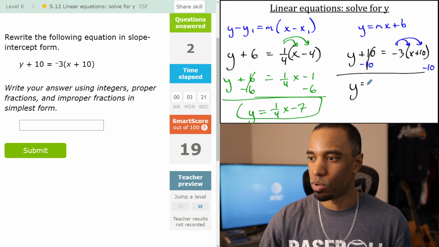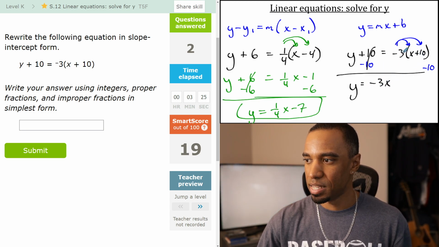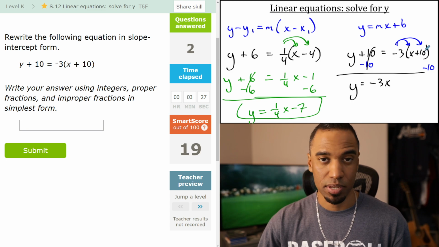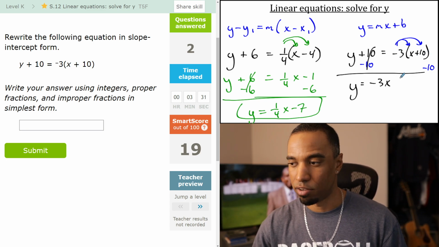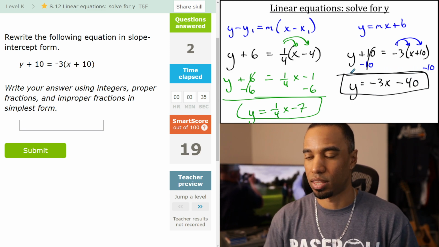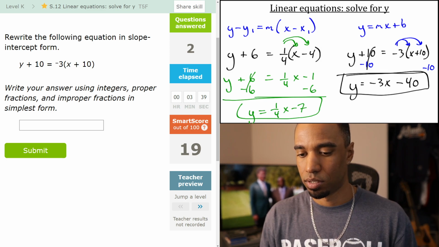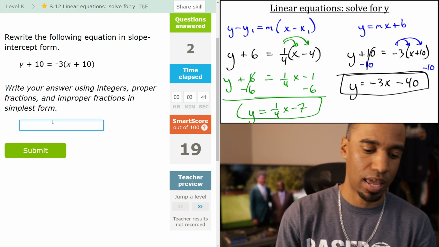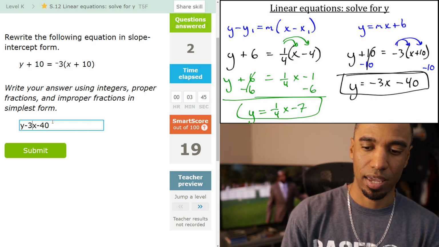I got y equals, and this would become negative 3x minus 30. Negative 3 times 10 is negative 30, minus 30. Negative 30 minus 10 is negative 40. So that'll be negative 3x minus 40, just like that. All right, so that's doing 2 steps in one. Probably not very safe, especially when negatives are involved, but just kind of try to make it happen.